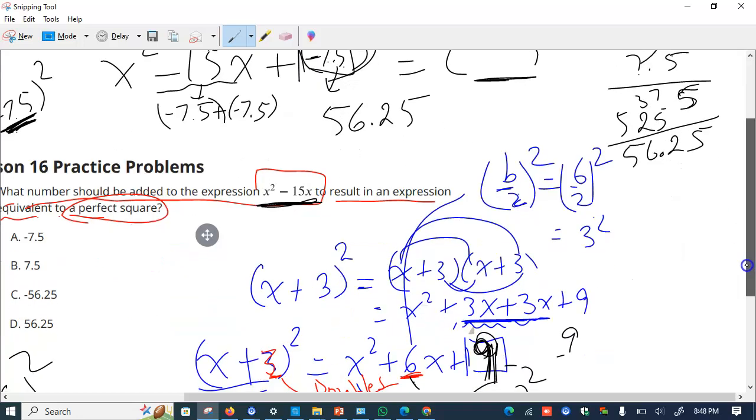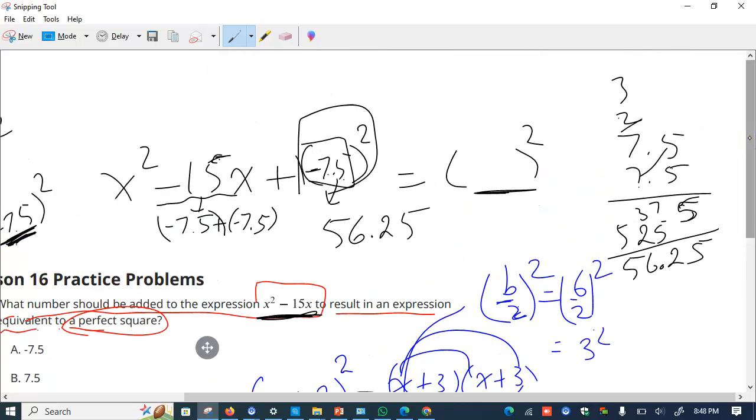I think you see 56.25 is right here. But very important is how you got it. You just make half of it and square it. But when you're writing it in the binomial square, it is x, and there is a minus, so minus 7.5, because this was minus 7.5. And that's it. So this takes care of the first problem.